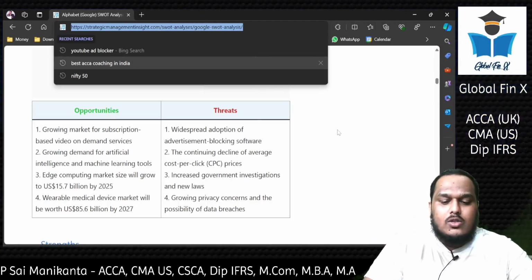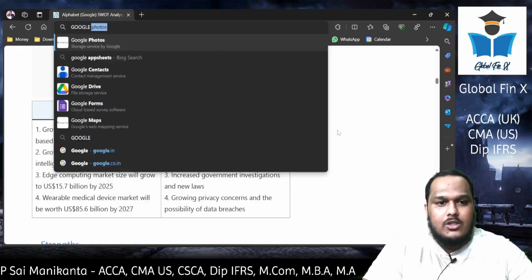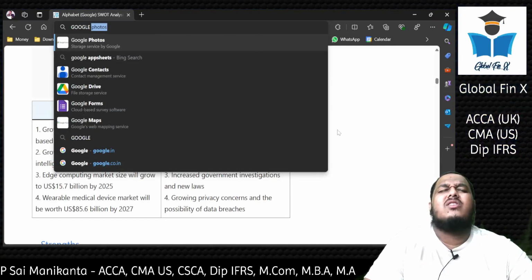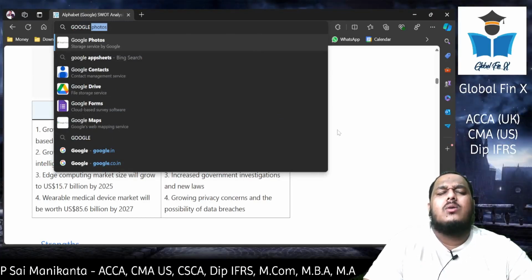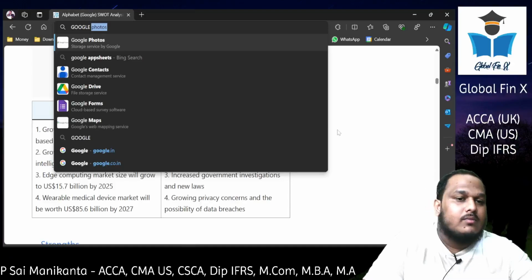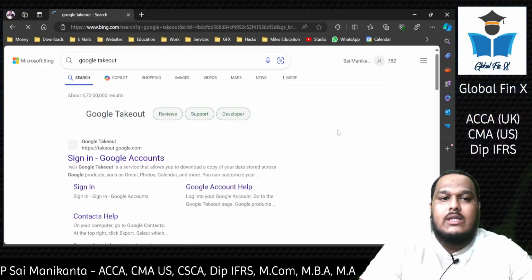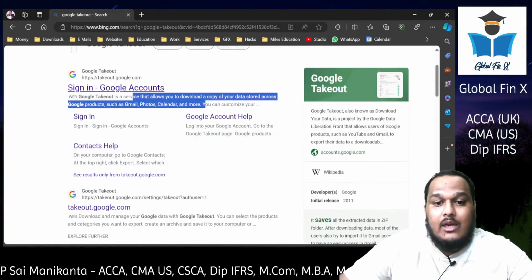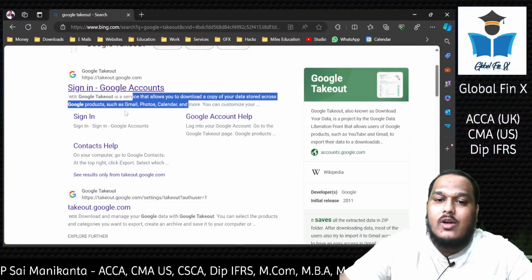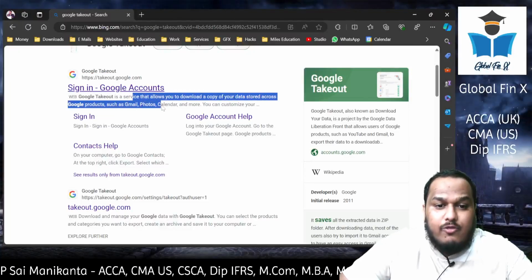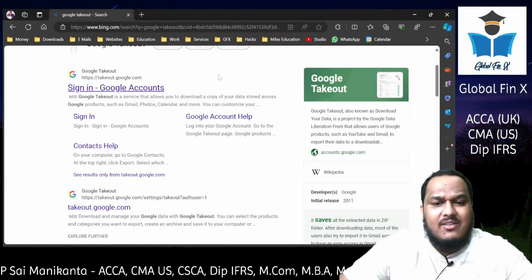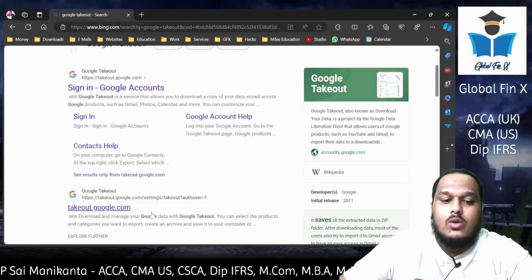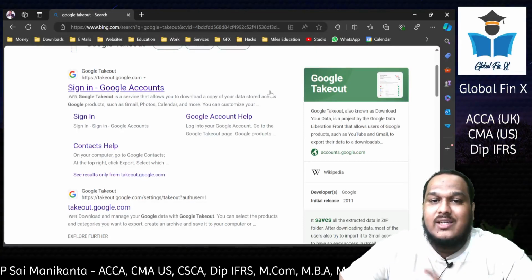It doesn't matter much. If you go to Google and search, there's a keyword for that. What was that? Takeout. Google Takeout. If I just search Google Takeout, you can see what it does. Google Takeout is a service that allows you to download a copy of your data stored across all the Google products: Gmail, Photos, Google Calendar, Google Drive. Whatever you have stored anywhere on the Google platform, you can download through this page, takeout.google.com.